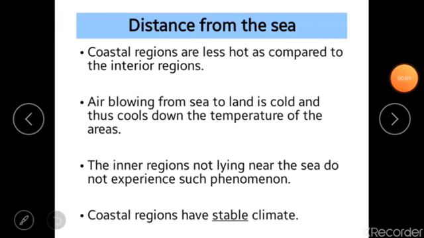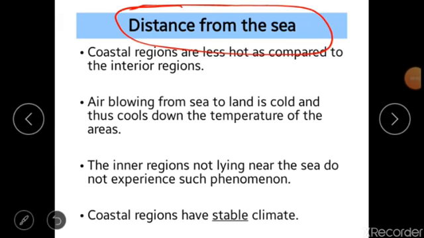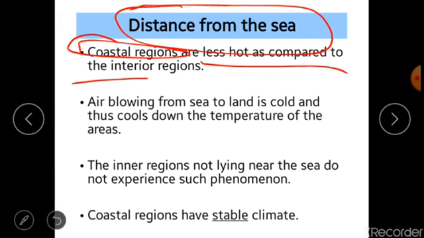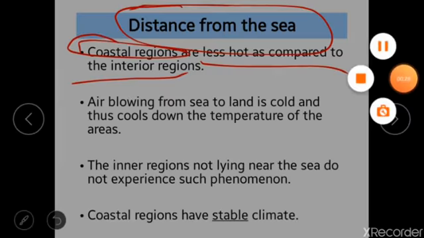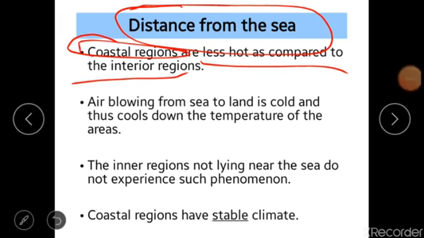So our next factor is distance from the sea, that is, how distant a region is from the sea or how close it is to the sea. The regions lying near the sea or ocean or a water body, that are the coastal regions, are less hot as compared to the interior or the inner regions, the regions lying in the inner part of a region or continent. So these regions are comparatively less hot.